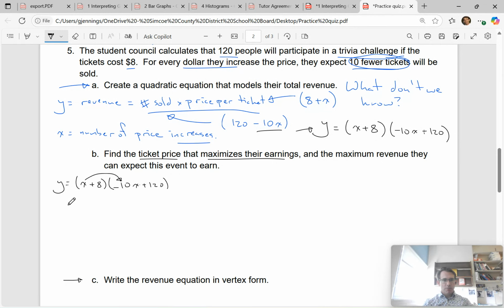Okay, so this gives us negative 10x squared. This is negative 80 plus 120x. And then 8 times 120 gives us 960. So write that in standard form: negative 10x squared plus 40x plus 960. Now once we've got that in standard form, we can find the vertex.